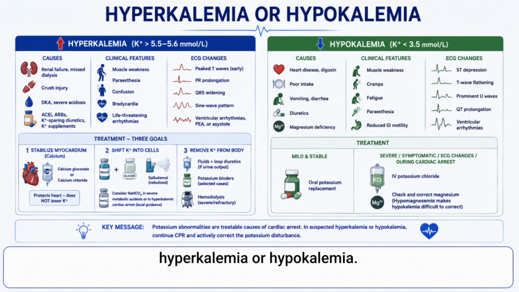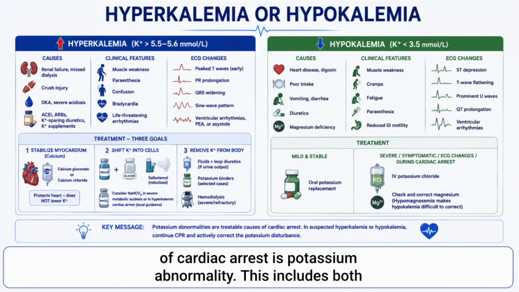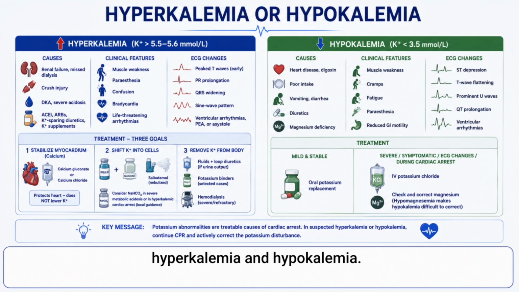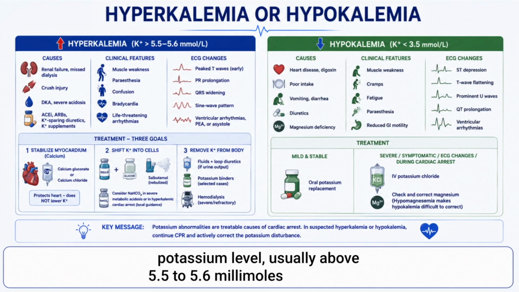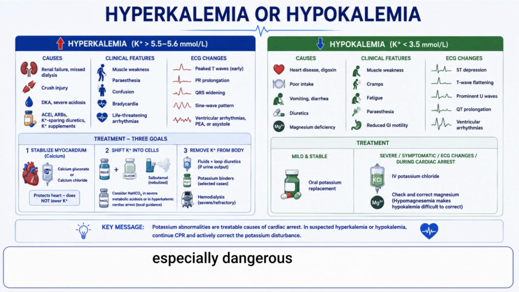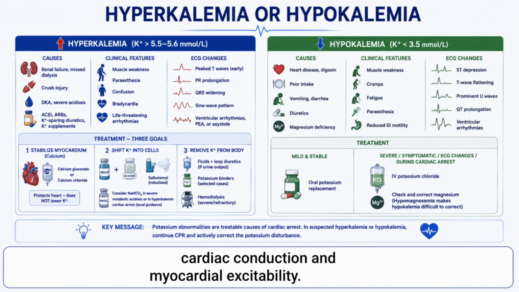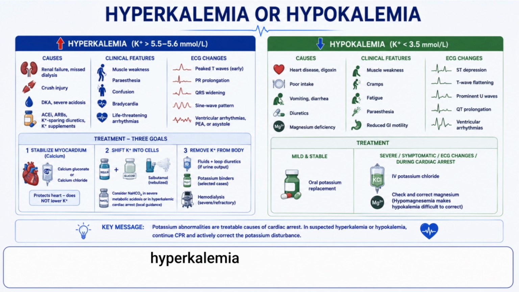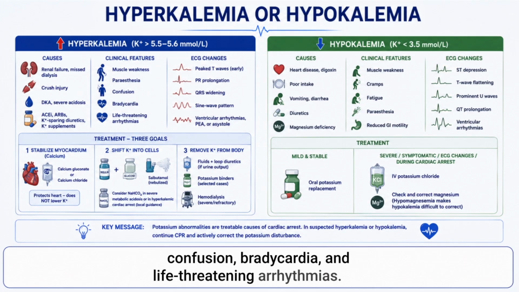Hyperkalemia or hypokalemia. One important reversible cause of cardiac arrest is potassium abnormality. This includes both hyperkalemia and hypokalemia. Hyperkalemia means a high potassium level, usually above 5.5 to 5.6 millimoles per liter. It is especially dangerous because it can directly affect cardiac conduction and myocardial excitability. Clinically, hyperkalemia may cause muscle weakness, paresthesia, confusion, bradycardia, and life-threatening arrhythmias.